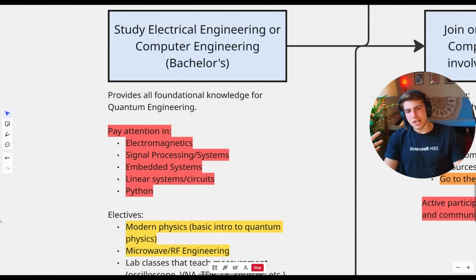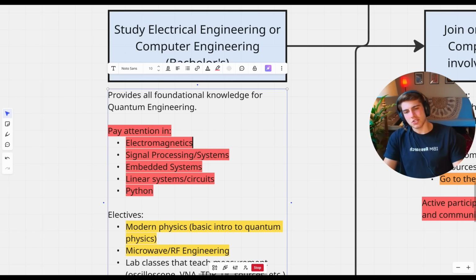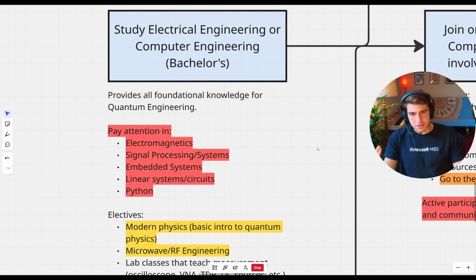And then electromagnetics basically provides you with a solid foundational knowledge in physics, right? And electromagnetics is basically exactly how we control and read data to and from qubits. No matter what hardware paradigm you're using, you use some sort of electromagnetic wave, right? Then you need to understand how you can process that electromagnetic wave.